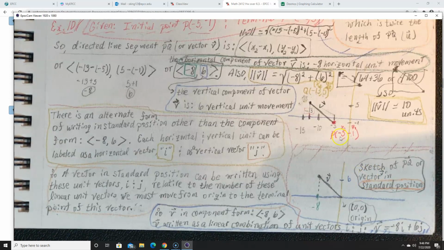They might say, take this directed line segment and rewrite it in component form. The components are the amount of horizontal movement we make, -8, and the amount of vertical movement we make, which is 6 units up, +6.